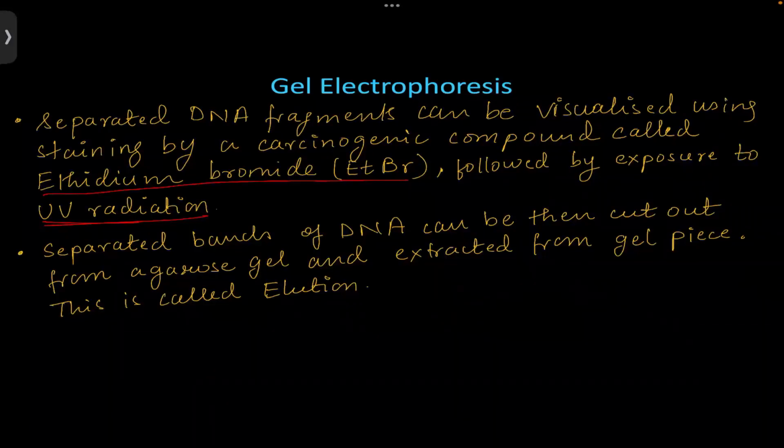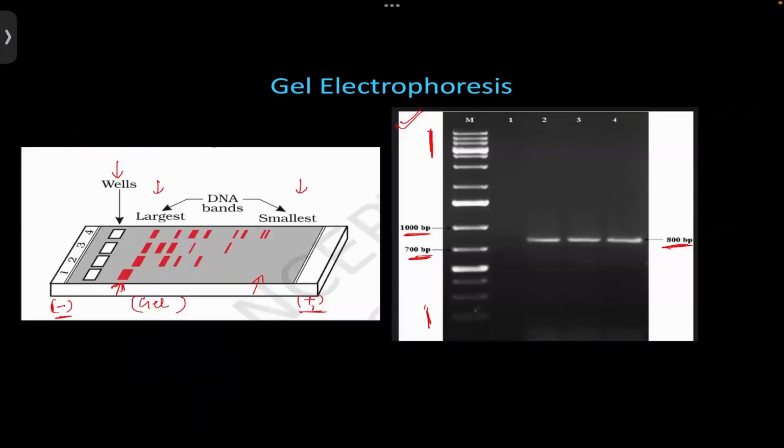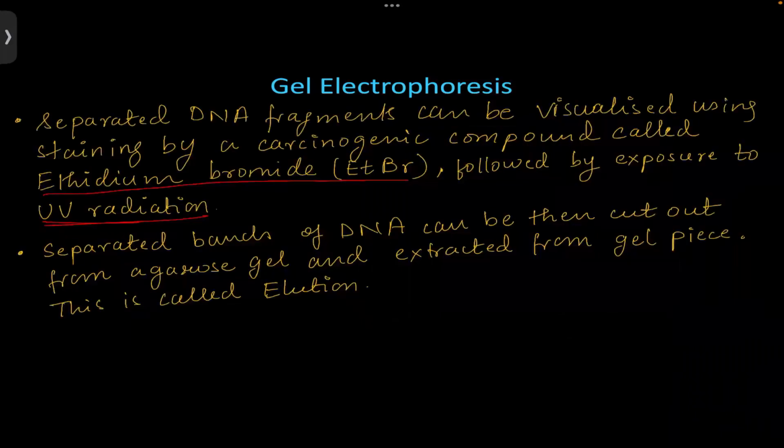After people have visualized it, here in this case, people have got DNA fragments which are of 800 base pairs. Now, if that is their desired fragment that they were looking for, that at the beginning of the experiment they knew that somewhere here they would find the DNA fragment of their interest, what they will do is cut it out.